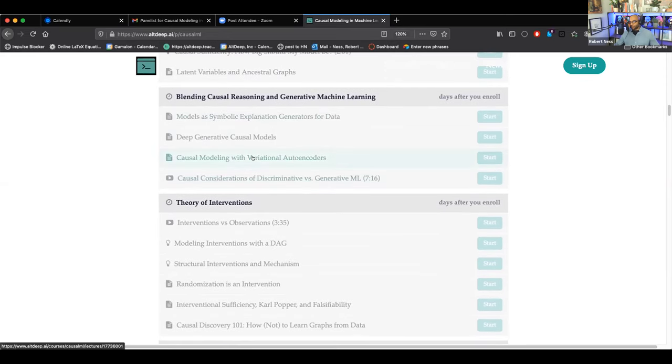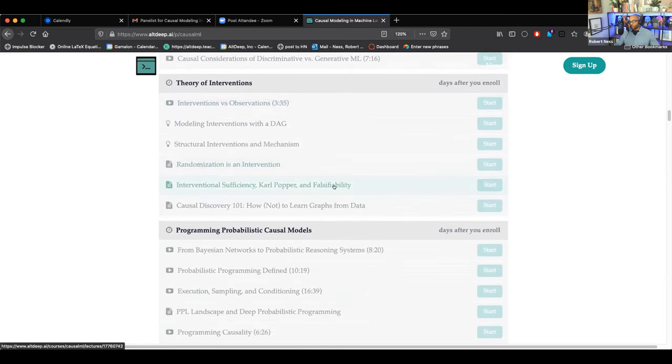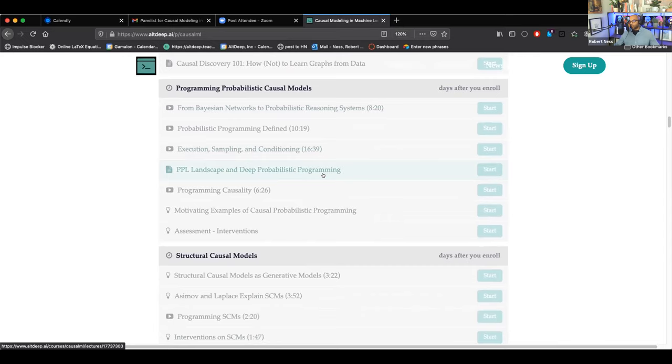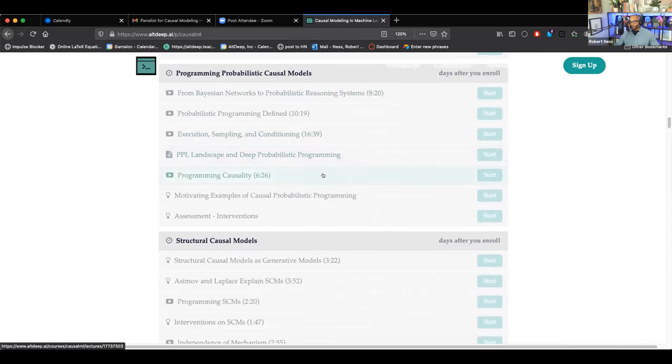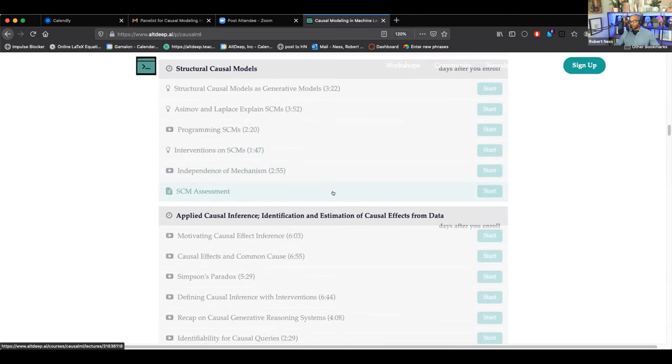Now we convert this into a generative machine learning approach to modeling, contrast it with the discriminative approach, and learn about interventions, be explicit about what they mean and how they affect a causal model. Then we look at how we program these causal models using probabilistic programming, and what added things we get to say about causality by having a Turing complete high level programming language express our models. Talk about structural causal models and how they allow us to reason about mechanism.